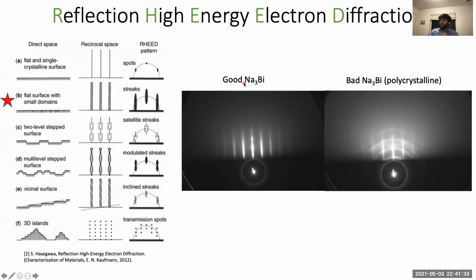Now, all the way on the right over here, you can see an example of good sodium bismuth. So we see these uniform diffraction streaks that are very bright in nature. And on the right over here, we see an example of bad sodium bismuth growth, which ended up being polycrystalline. And you can see here from this growth that there's these semicircle arcs spanning where we'd normally see a very clean diffraction streak pattern. And you may have been wondering what this circular looking thing is in the bottom. And this is just a specular reflection from the RHEED gun.